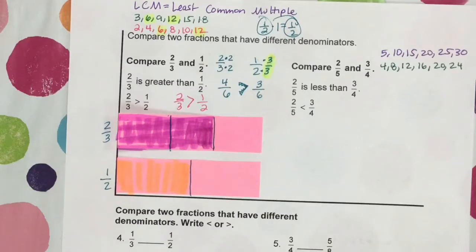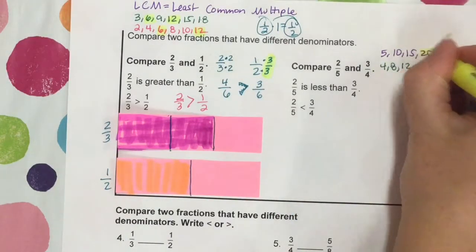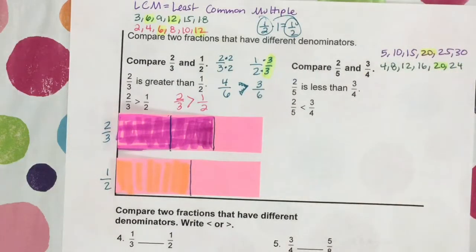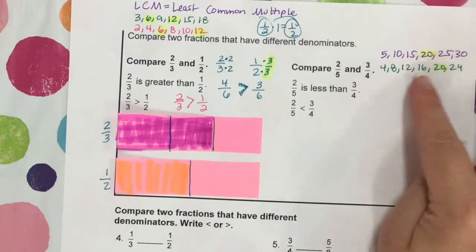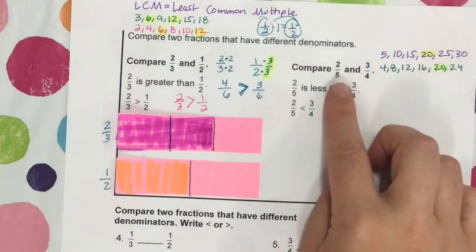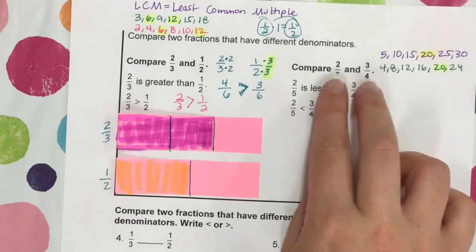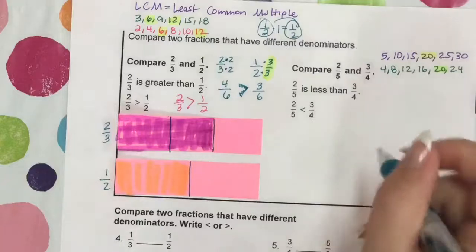So we've done that. Now we need to find a common multiple between the two. And what I see is 20 is a common multiple. If we kept going, we would find more, but this is actually the least common multiple. So what that tells us is that we need to make the 5 and the 4 turn into 20. That's what we need that number to be on the bottom of the fraction.